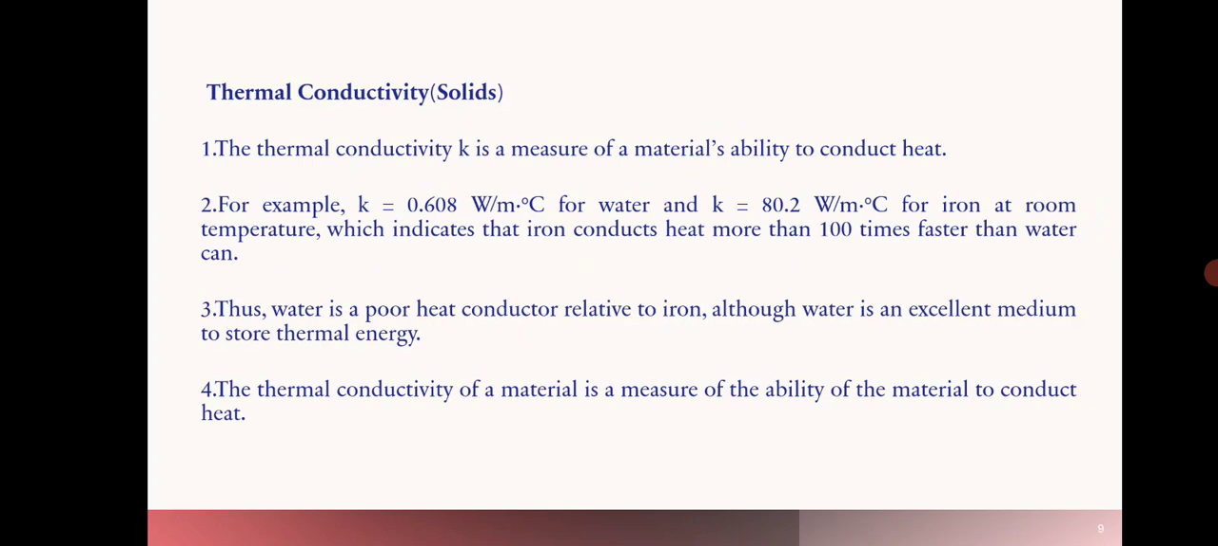Thermal conductivity of solids. The thermal conductivity K is a measure of a material's ability to conduct heat. For example, K is equal to 0.608 watt per meter kelvin for water, and K is equal to 80.2 for iron at room temperature, which indicates that iron conducts heat more than 100 times faster than water can. Thus, water is a poor heat conductor relative to iron, although water is an excellent medium to store thermal energy.